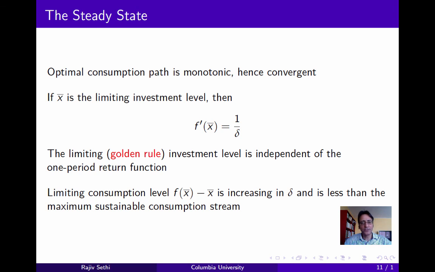Now notice that even though it's called the optimal growth model, there's no growth in the steady state. You get monotonic increases or decreases in the level of capital, followed by a steady stream of consumption. And the greater the level of patience, as captured by the discount factor delta, the greater the steady state consumption level.